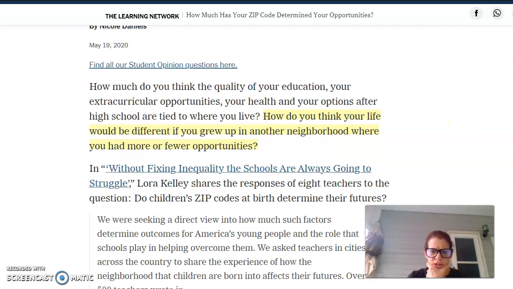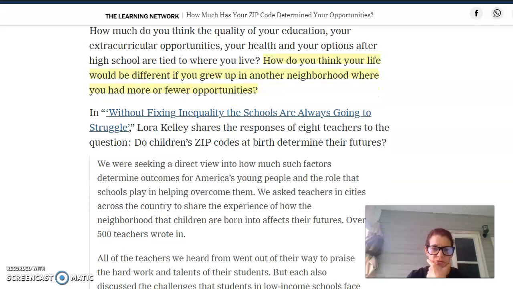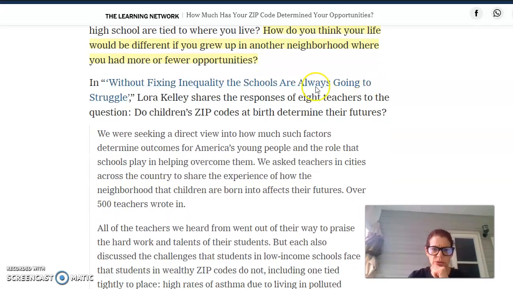Without fixing inequality, the schools are always going to struggle. Laura Kelly shares the responses of 8 teachers to the question, do children's zip codes at birth determine their futures?